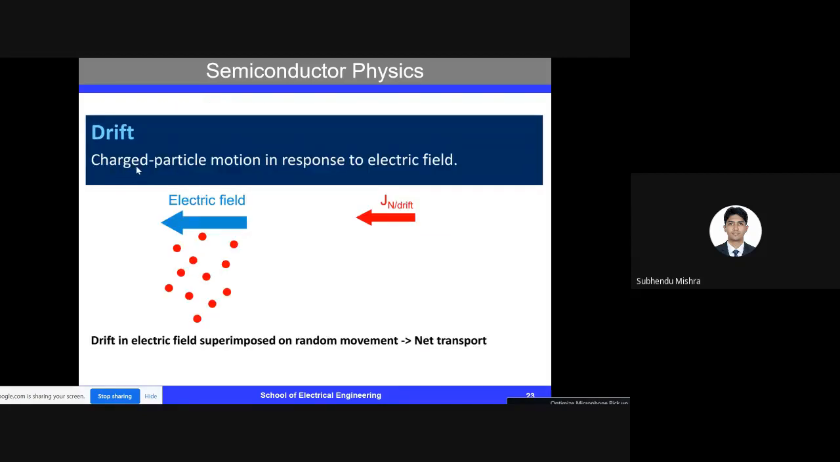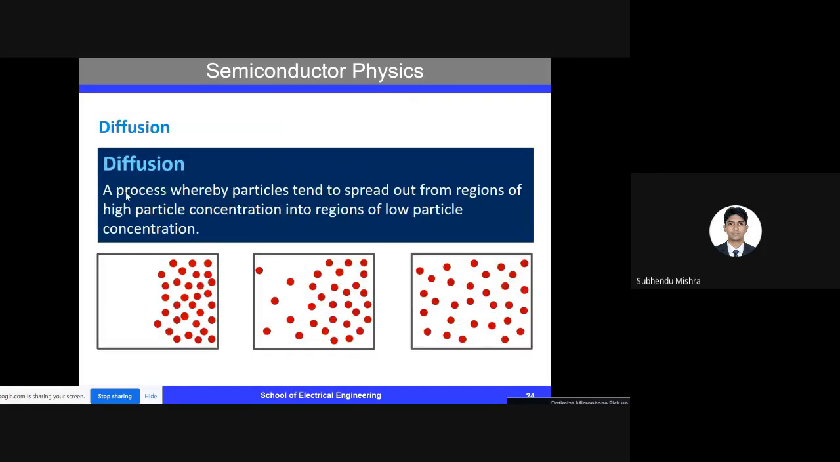So drift is the charged particle motion in response to the electric field. And diffusion is a process whereby the particles tend to spread out from the regions of high particle concentration into regions of low particle concentration.